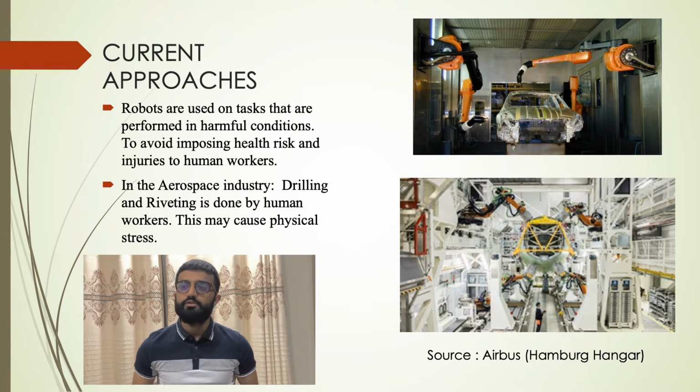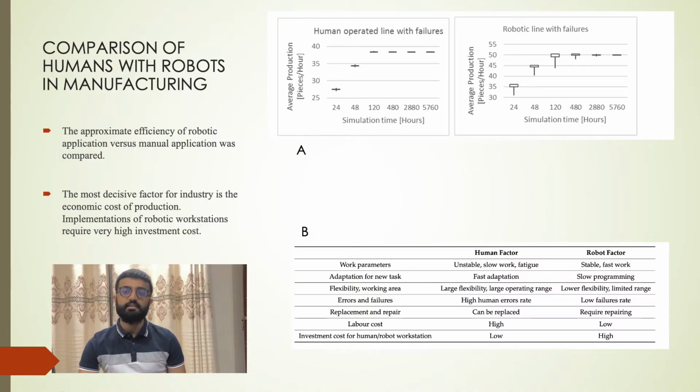In this slide, I'm going to talk about the current approaches that are currently used in the other industries. Robotic technology has advanced tremendously, primarily due to the automotive industry adopting robotic manufacturing disciplines. Robots are used on tasks that are performed in harmful conditions. This is to avoid imposing health risk and injuries to human workers. In the aerospace, drilling and riveting is done by human workers. This causes physical stress on their shoulders, joints, and may even cause permanent damage. My personal aim for this project is to assist human workers in manufacturing and not replacing them.